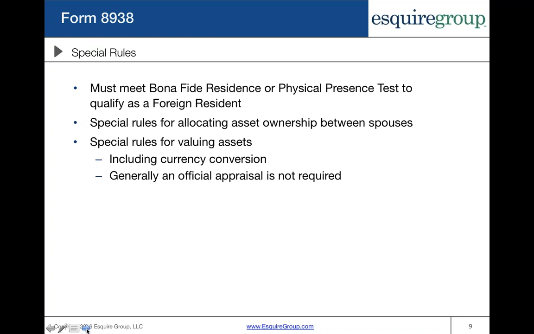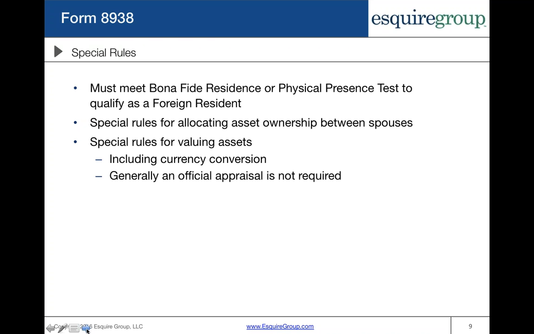So basically, January 1st to December 31st. So let's say you moved abroad January 15th of 2015, and in 2016, you're still a foreign resident. You would not meet the bona fide residence test for 2015 because it did not encompass an entire tax year.